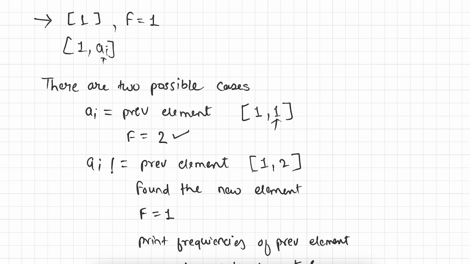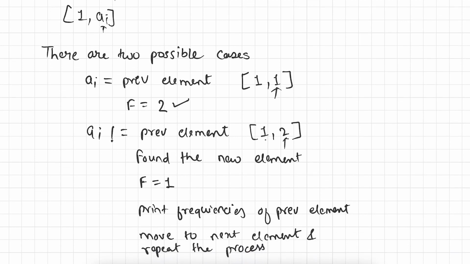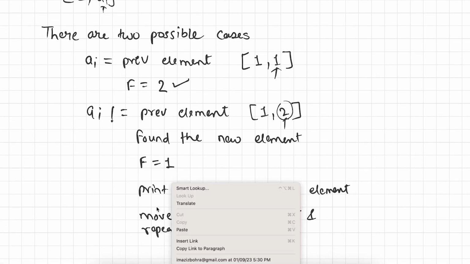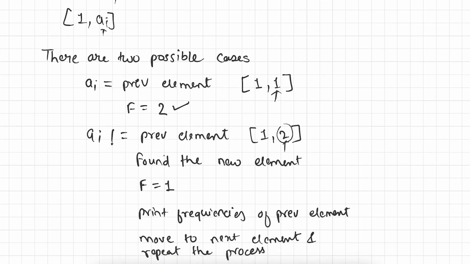Let's say the array is given as 1 and 2. When we come to this point, 2 is not equal to the previous element. It means we found a new element. So in this case, first we have to print the frequency of the previous element. Then we reinitialize the frequency to 1, meaning this element appears one time. We found a new element, so that is why we are resetting the frequency to 1. And then we simply move to the next element and repeat the same process again. Okay, so based on these two observations, we have to solve this problem.